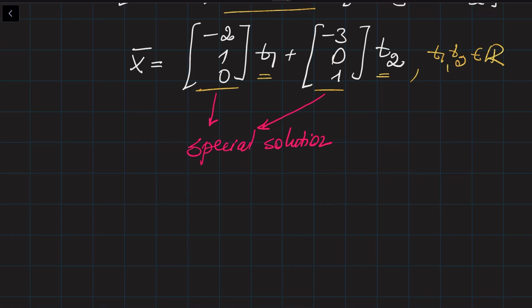Okay, the idea would be like this. I'm going to write down again the system of linear equations. In this case, it is going to be just one equation.